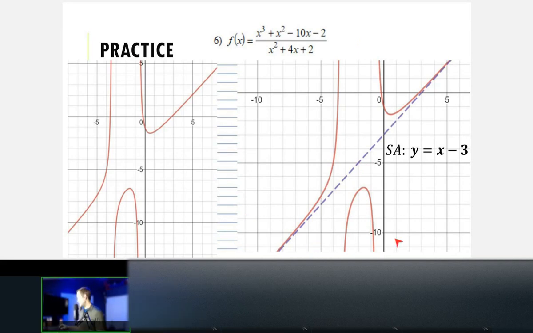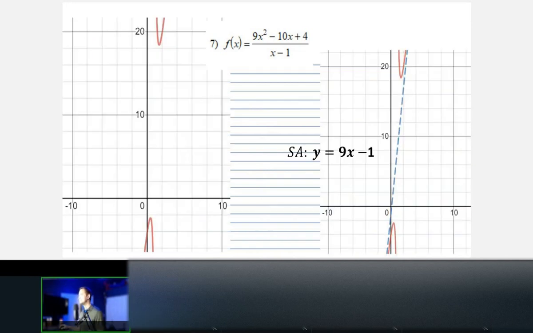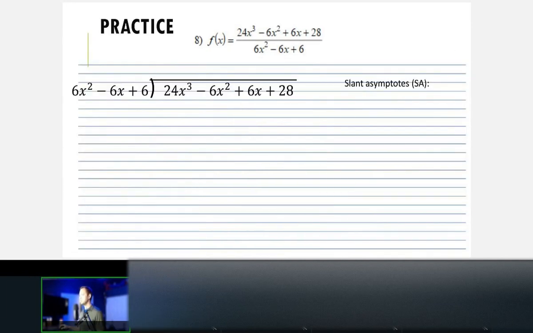All right, let's see how much time we have left. We've got about 35 minutes. I do have more examples finding SA. Let's come back to these, unless you guys want to do one more. You guys want to do one more? Like this one? Let's do one more and then we'll go and do holes. How about that? Let's do one more.